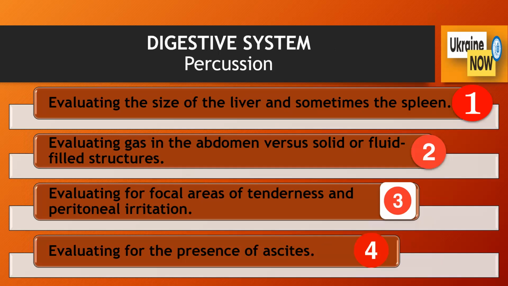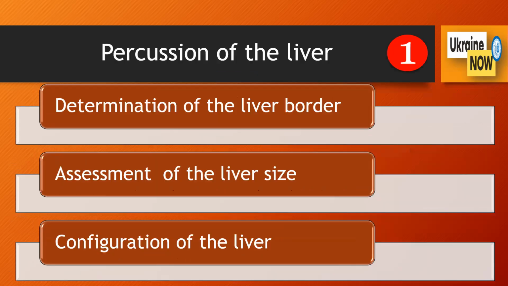The next examination method of the abdomen is percussion. It is a useful technique for evaluating the size of the liver and sometimes the spleen. Evaluating gas in the abdomen versus solid or fluid-filled structures. Evaluating for focal areas of tenderness and peritoneal irritation. Evaluating for the presence of ascites.